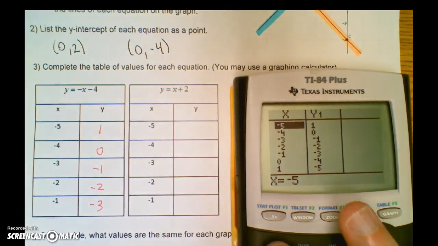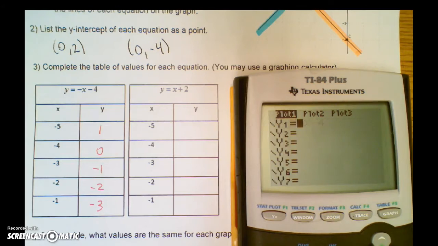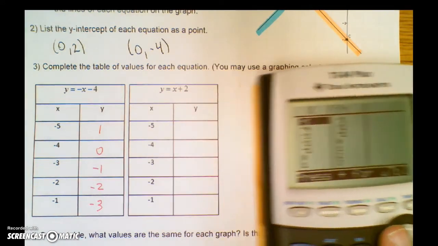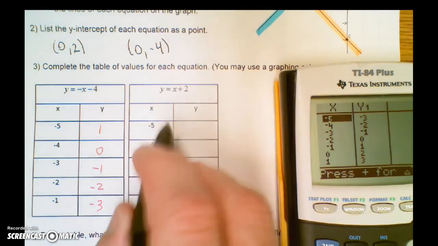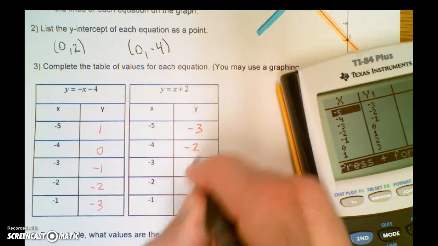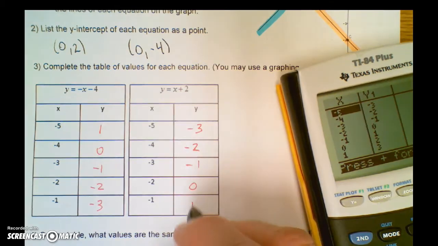Do the same steps. Y equals, clear it out. I'm going to type in my second equation. And then hit second graph for the second equation. So that's at negative 3, negative 2, negative 1, 0, and 1.